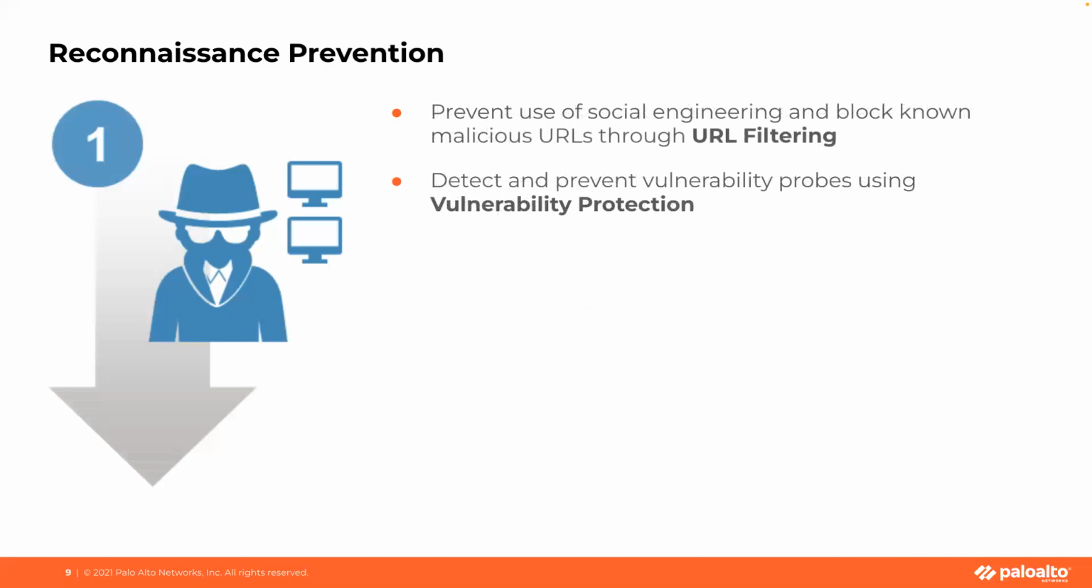So how do we prevent the bad actors during the reconnaissance phase? The social engineering bit, we can block by blocking malicious URLs using URL filtering. So if, for example, they try to target a phishing attack against some of the employees and try to drive them to a bad site or try to drive them to a site they use for phishing, URL filtering can detect and block this. And when it comes to probing for vulnerability and scans, we can use vulnerability protection to detect and block these.